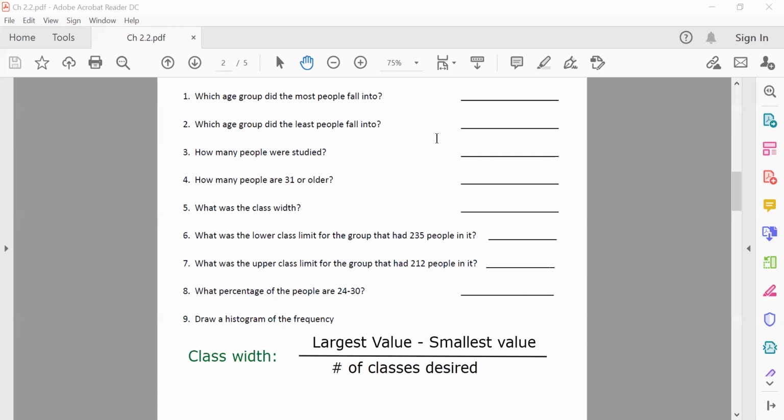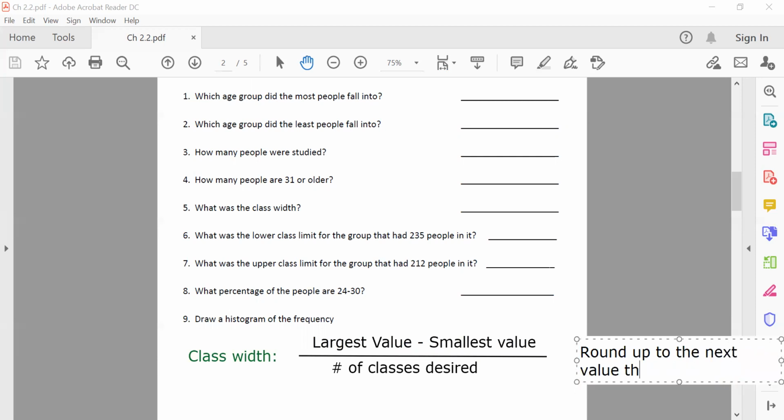Up here in that data before, there's only 4 classes. You usually want anywhere from 5 to 15 classes, but that's not a hard and fast rule. You do this calculation, your largest value minus your smallest value, whatever the difference is, you divide it by the number of classes desired, and then you round up to the next value that makes sense. So if all your data is in whole numbers, you might want to round up to the nearest whole number. And always round up, not down, or your width isn't going to be large enough.